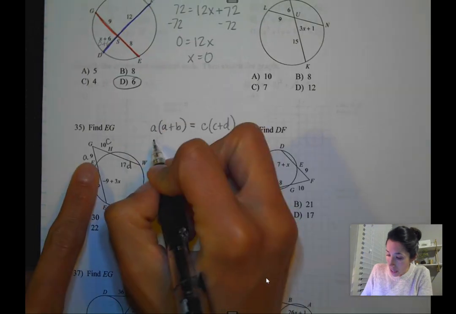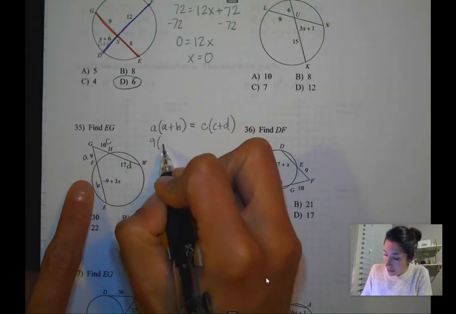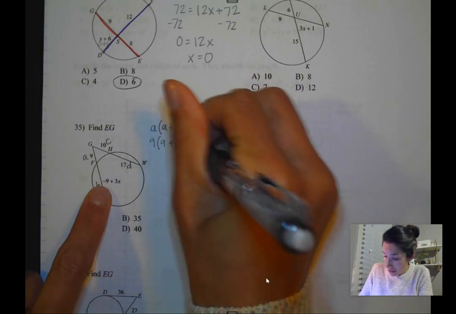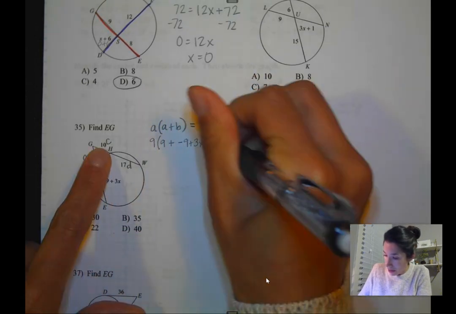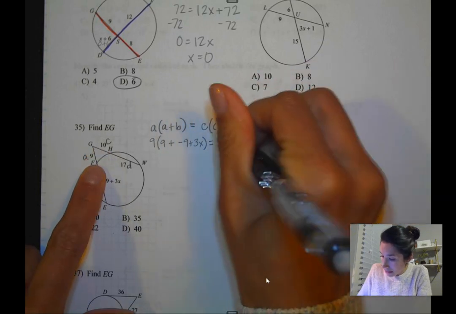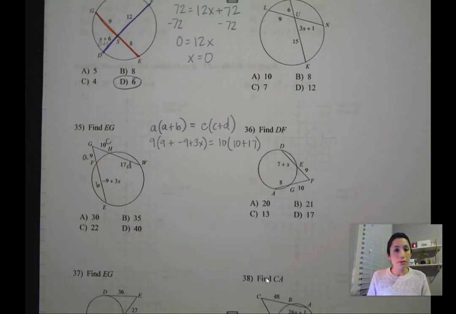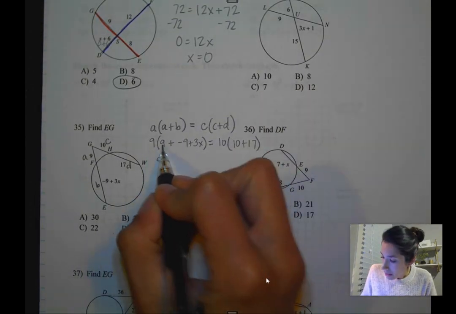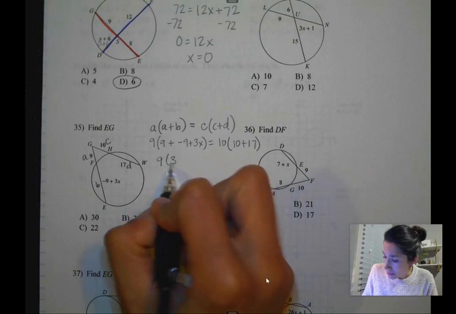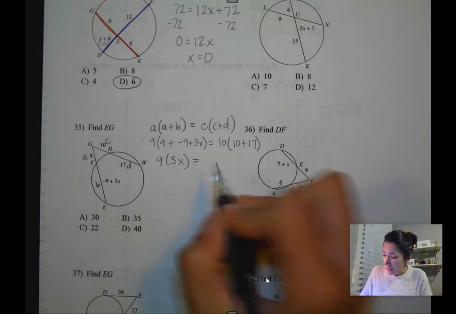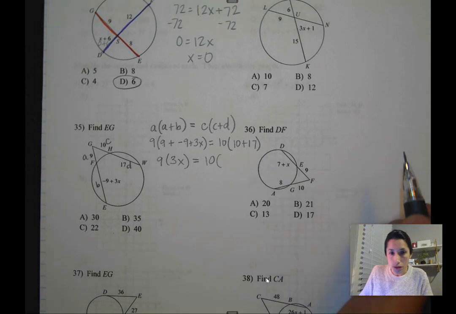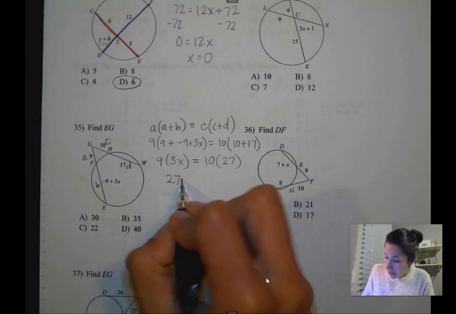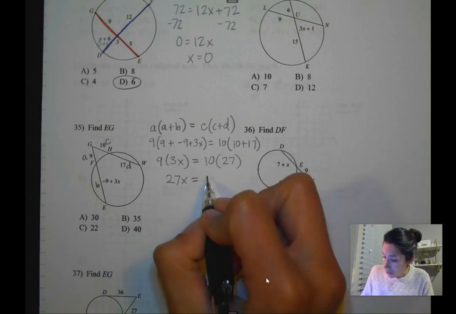So now in our formula, A is 9, and then we would have 9 plus negative 9 plus 3x equals, the outside part here is 10, and then 10 plus 17. And then from here, we just are going to go ahead and simplify. So we're going to get 9, negative 9 and positive 9 is 0, so just 9 times 3x. And then we'll simplify this next one down a little bit to just add these two, and that's 27. So on the left side, we're going to get 27x equals, and the right side we'll get 270.